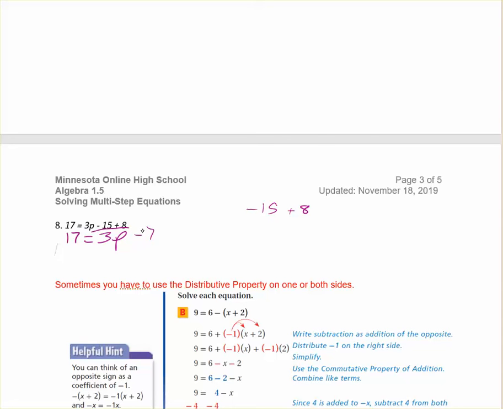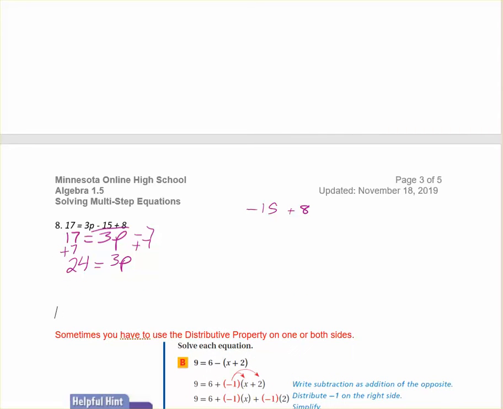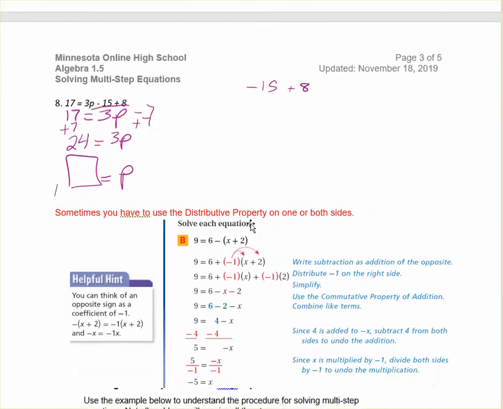So 17 equals 3p minus 7, and then you need to undo the minus 7 by adding 7 to both sides. So 17 plus 7 is 24 equals 3p. And then we're not done yet. We still would have to divide both sides by 3. And that will give you your answer for what p is equal to. I'll let you finish it off.